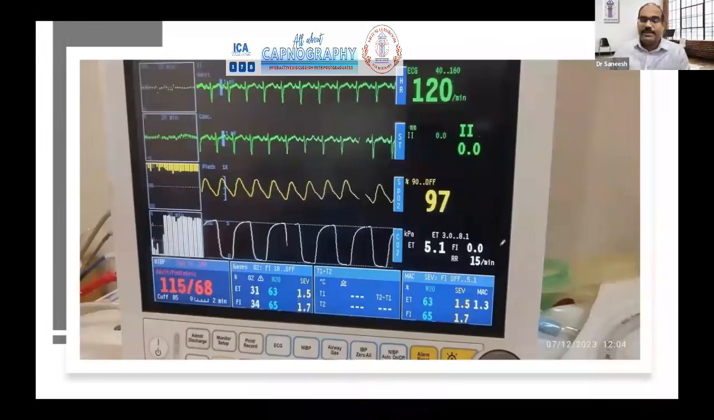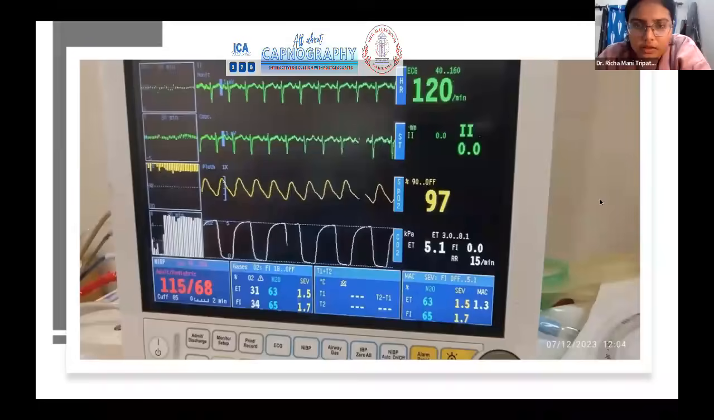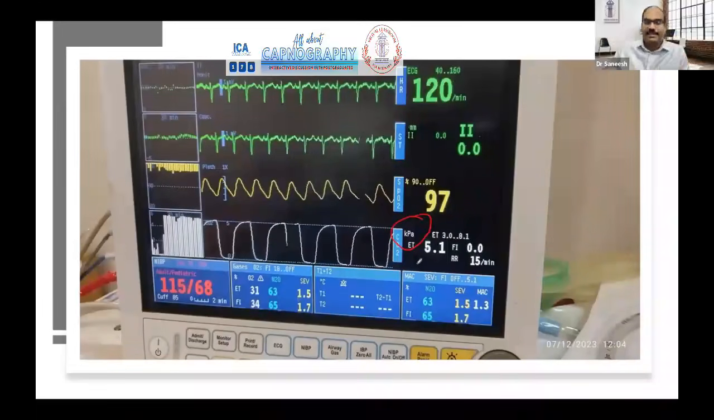Now the next one: look at this monitor very closely and comment on the end tidal CO2 value. A new person, please, who has not appeared on screen. Yes, go ahead, Dr. Richa. Sir, this is a normal value of EtCO2. It's in kilopascals. The normal EtCO2 value in kilopascals is 4.5 to 6.1. Yes, so that's the message from this.